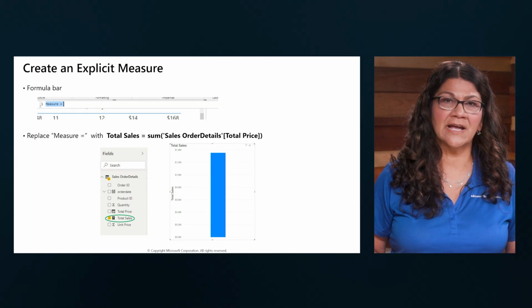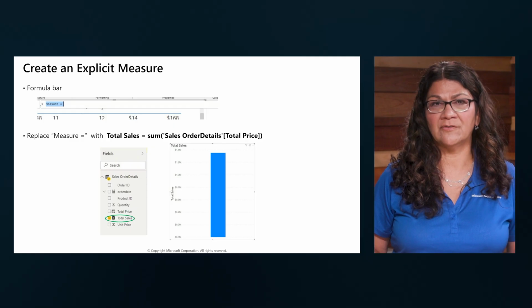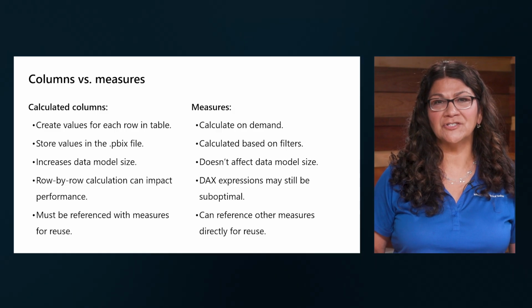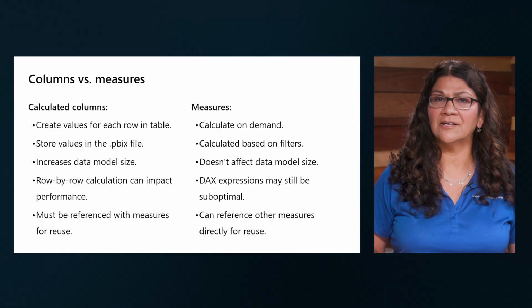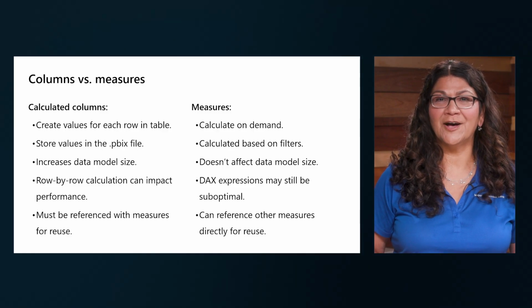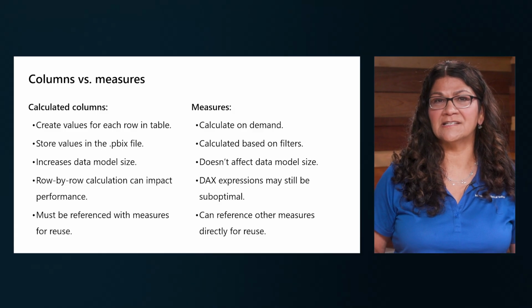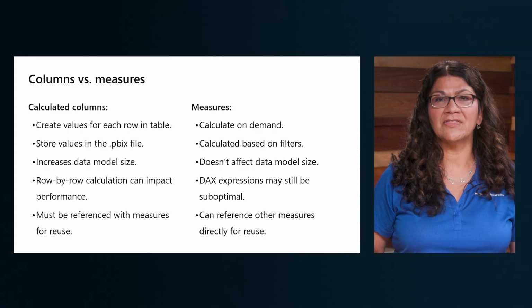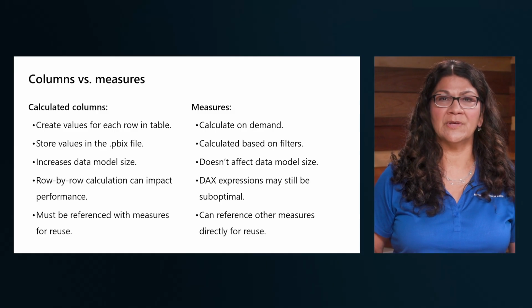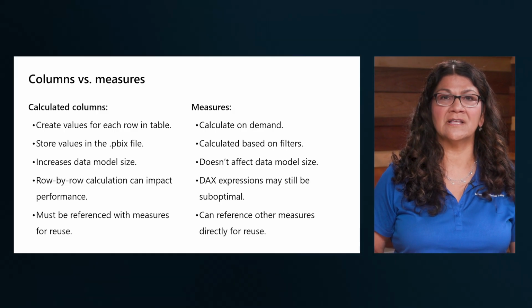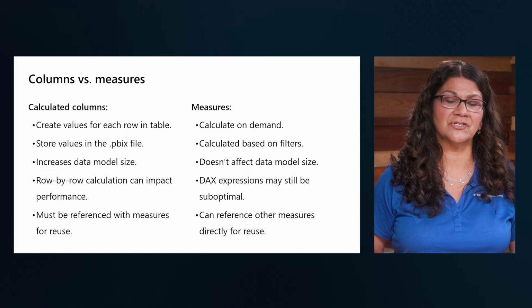Explicit measures can be created in the report view, model view, or data view. The fundamental difference between a calculated column and a measure is that a calculated column creates a value for each row in a table. For this reason, the calculated column can only operate over columns that exist in the same table. For example, if the table has 1,000 rows, it will have 1,000 values in the calculated column. Calculated column values are stored in the Power BI PBIX file. Each calculated column will increase the space that is used in that file and potentially increase the refresh time.